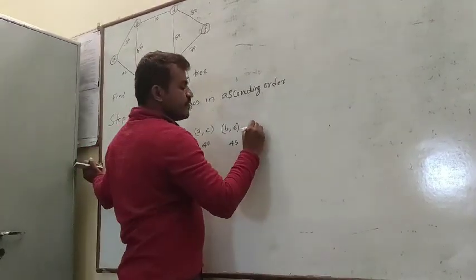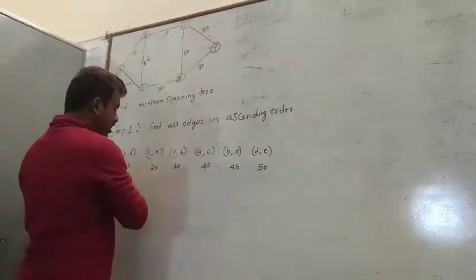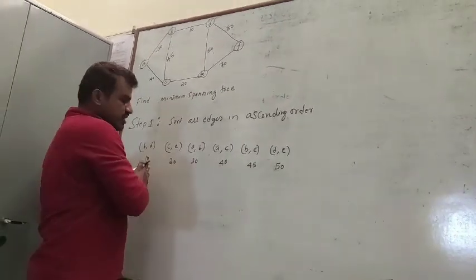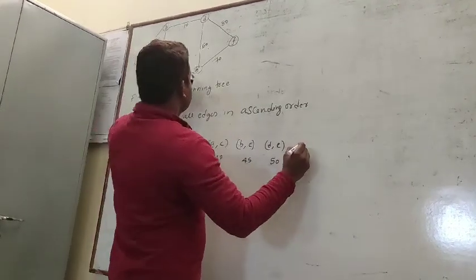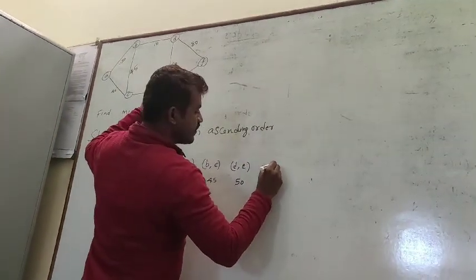Then D to E it is 50. I'm ordering the weight of that edge. I'm ordering from least to high values. Next one is E to F, 70.